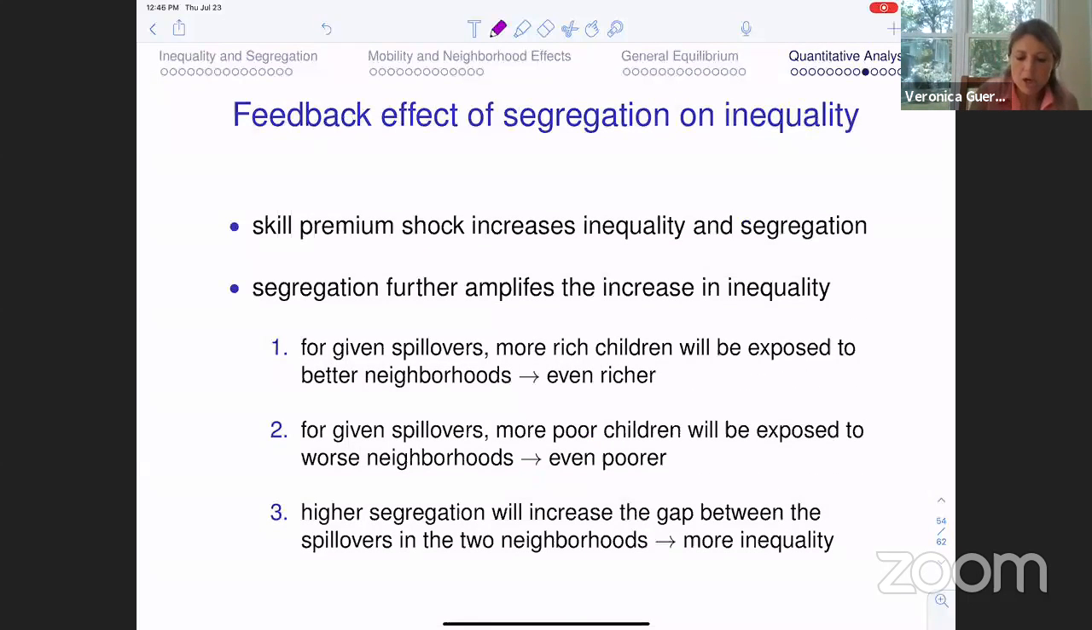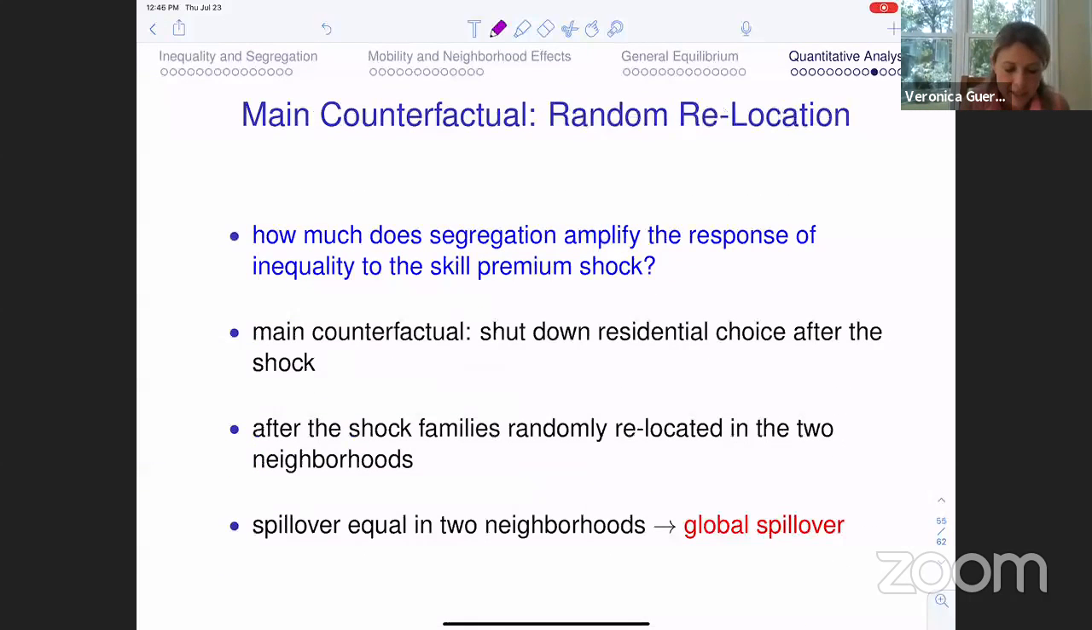Okay, so let me skip that. Let's look at the main counterfactual. So now, let's go back to the main question I started with, which was how much does segregation amplify the response of inequality to the skill premium shock? To answer this question, we can run different counterfactuals. The main counterfactual we thought of that is better suited to answer this question is, let's shut down the residential choice after the shock.